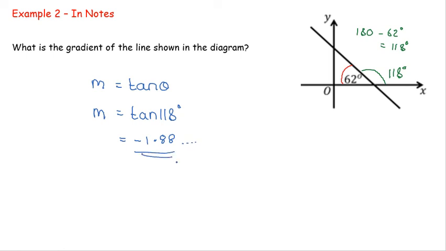There we go. So I'm fairly happy with that. That's definitely a negative gradient. Now, the other type of question we may be asked is, what if we're given the gradient and we want to work out what angle it makes with the x-axis? So we sometimes may have to use this formula backwards as well.